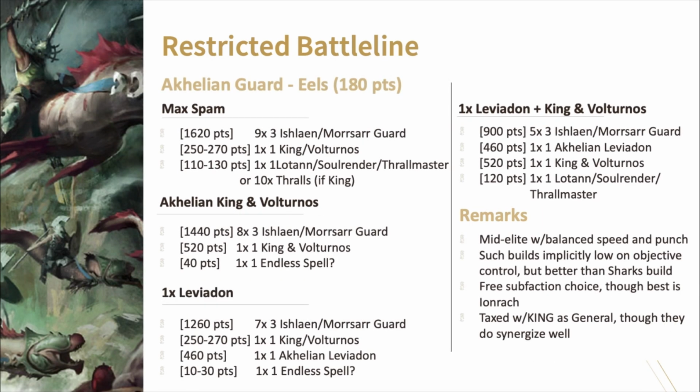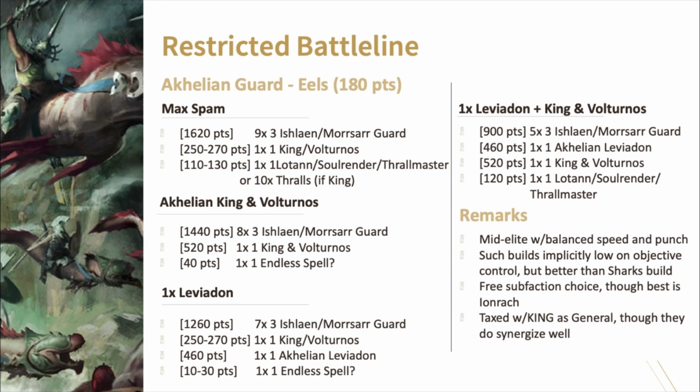Here we see that we've got the Acalian Guard, which would be either the Ishlian defensive or Morsar offensive eel variety, both of which are priced the same at 180 points. Now, unlike the previous example with the sharks, these guys become battle line. They're a conditional battle line based off of who your general is, which means you have to take at least 1 copy of either the king or Volturnos, which of course is fulfilling your leader role, and then you have however many points left over.